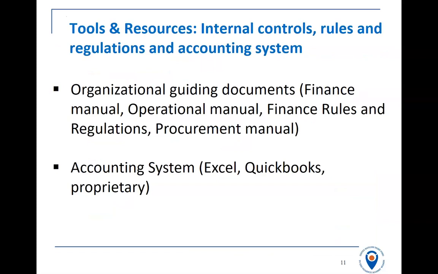In terms of the internal controls that we mentioned, what do you need in place? You need your organization's guiding documents on finance. So we expect all organizations that we fund to have a finance manual, to have an operational manual, which should include financial rules and regulations and procurement. If you don't have these in place, you probably were told already during the grant approval stage, and it was identified as a gap that you need to fill.